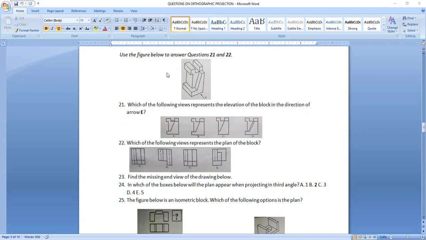So we have answered question 1 to 20. So we are moving from question 21 to question 43. All right, so let's start.